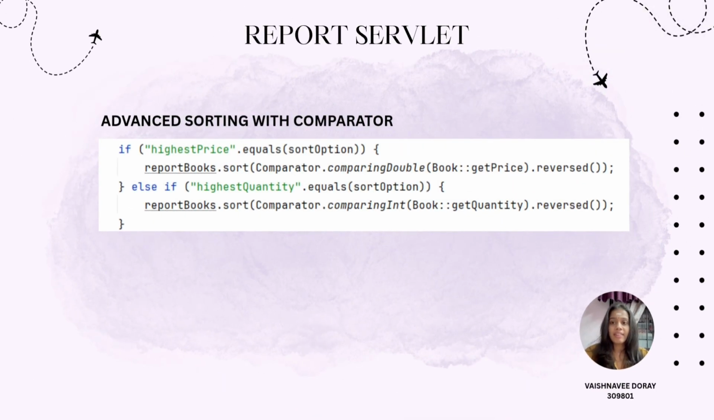Finally, we have the advanced sorting requirement. I implemented this using the comparator interface. Depending on the sort option selected by the user, the system sorts the list by either highest price or highest quantity. By calling the .reverse method on the comparator, the system ensures the data is displayed in descending order. This allows management to instantly identify their most expensive inventory or the items with the higher stock levels.